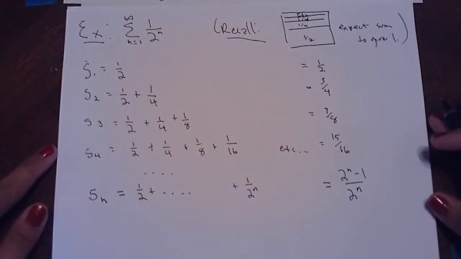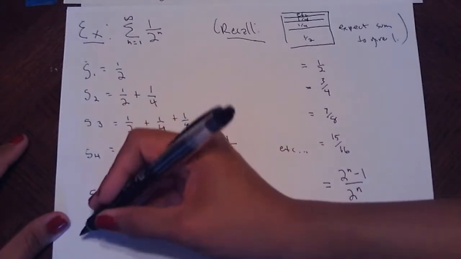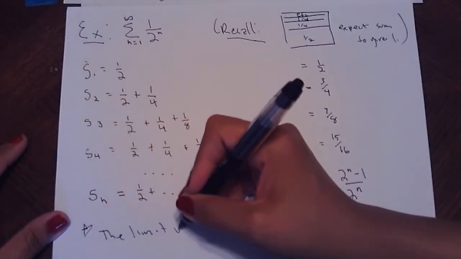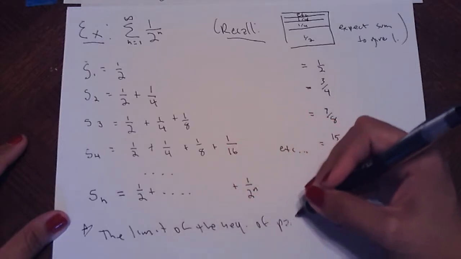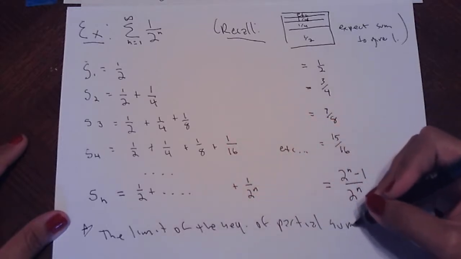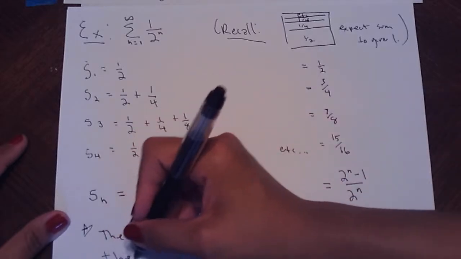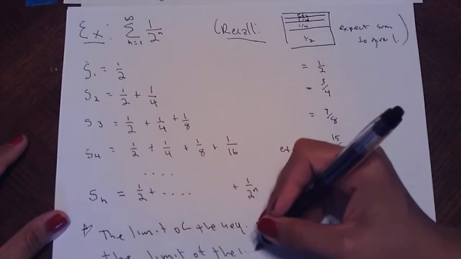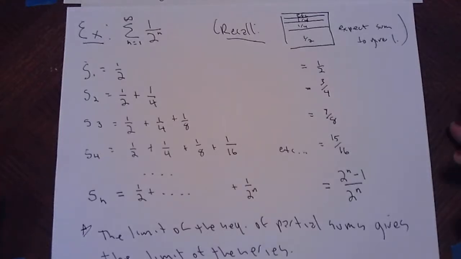And if I'm looking to figure out what my sequence of partial sums does, the limit of the sequence of partial sums gives the limit of the series. So if you can figure out a formula for Sn and then take a limit of it, you know what it adds up to.